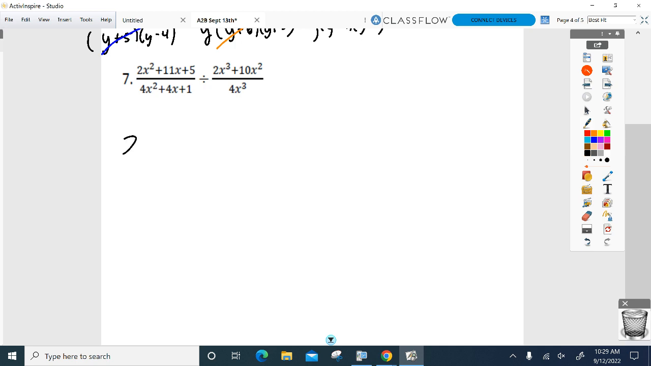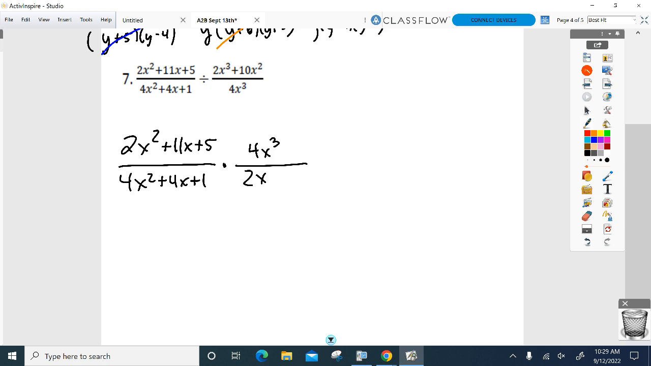All right. So 2x squared plus 11x plus 5 over 4x squared plus 4x plus 1, times flip. My first question, which one can you not factor? There is one up here you can't. 4x to the third. There's no plus or minus with it. Here's the one I'm going to do with you: the 4x squared plus 4x plus 1, the bottom left.